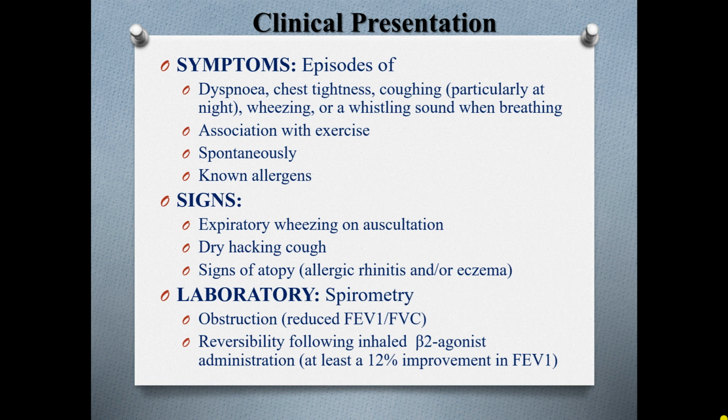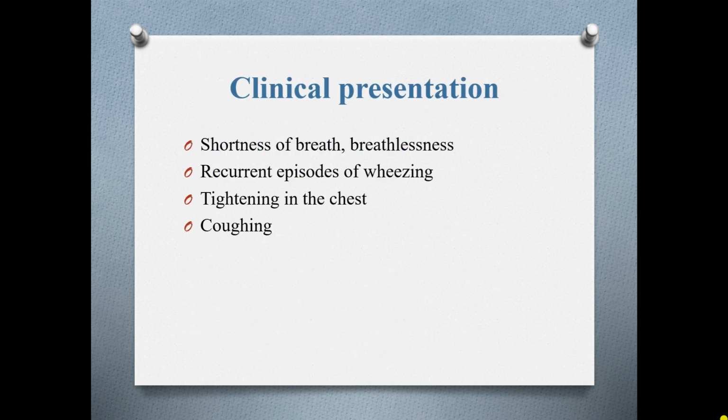When you go for the investigation, first is spirometry, where you find the obstructive picture, that is reduced FEV1 upon FVC ratio and reversibility following inhaled beta 2 agonist administration, and it shows at least 12% improvement in FEV1, which is suggestive of bronchial asthma. So ultimately the patient gives shortness of breath, recurrent episodes of wheezing, tightening in the chest and coughing.